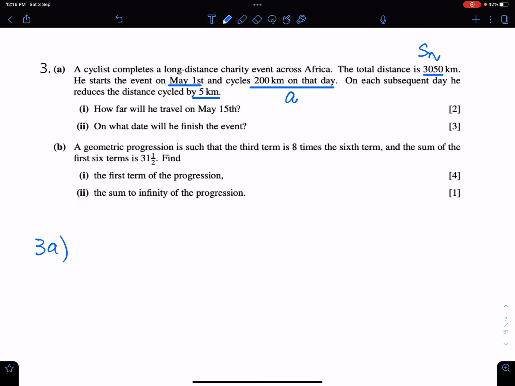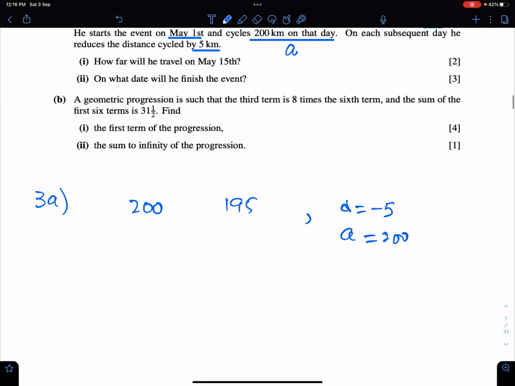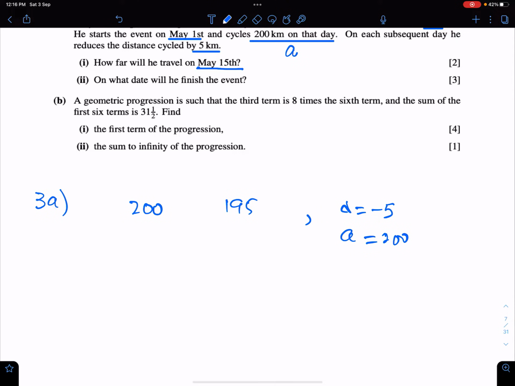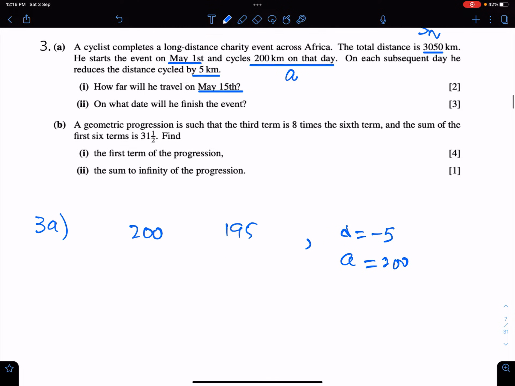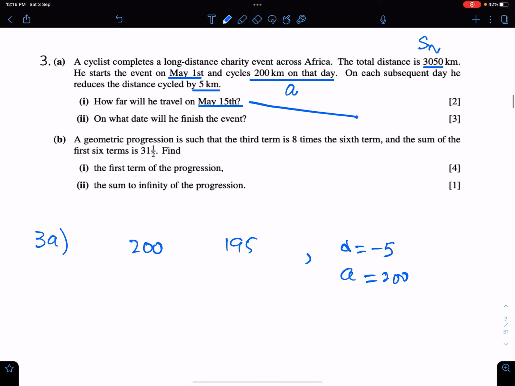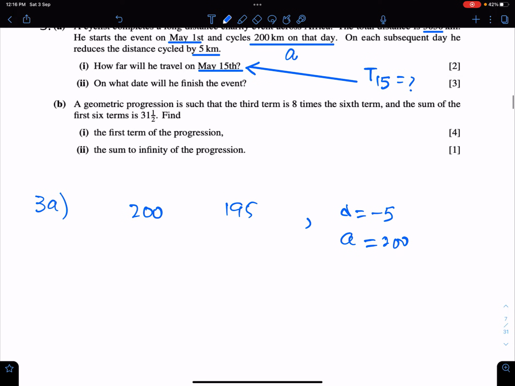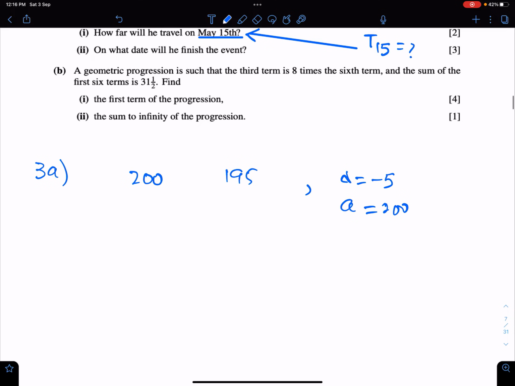So that means a decreasing AP. On the first day 200, on the second day 195 because d is minus 5 and a is 200. Now the question is how far will he travel on May 15th? So this is the indicated term. Whenever an indicated term is required, you always use the Tn formula. A specific term, a particular term or indicated term means Tn. So in the first part we need T15.